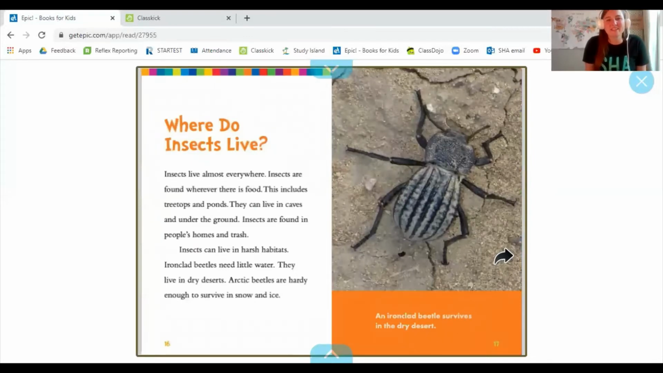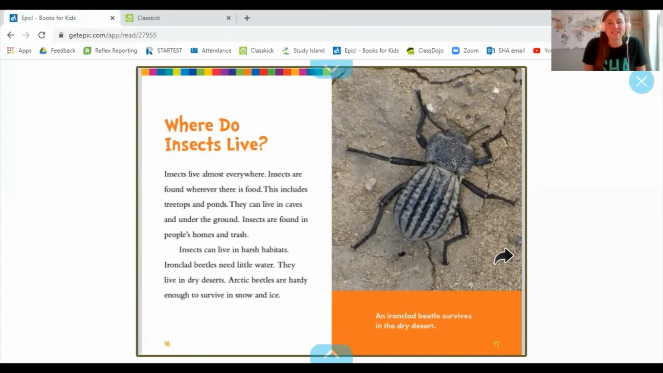Where do insects live? Insects live almost everywhere. Insects are found wherever there is food. This includes treetops and ponds. They can live in caves under the ground. Insects are found in people's homes and trash. Insects can live in harsh habitats.